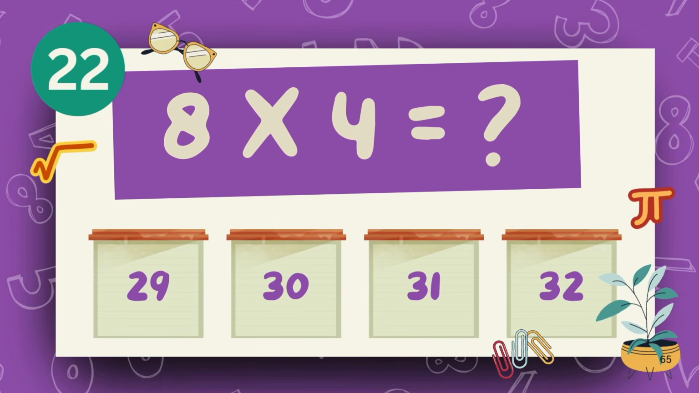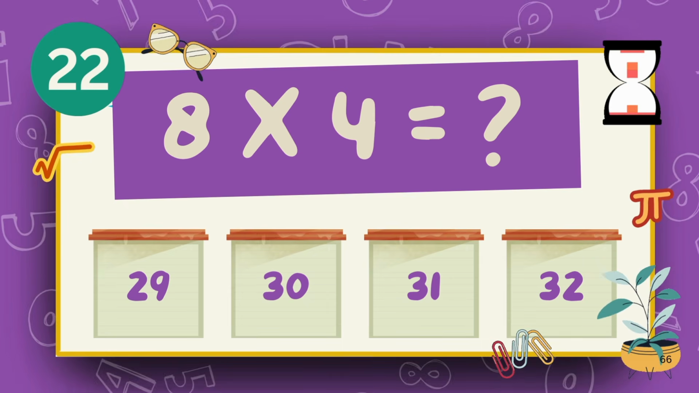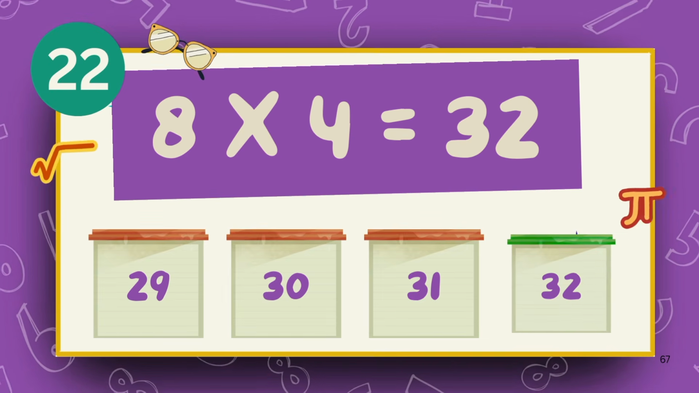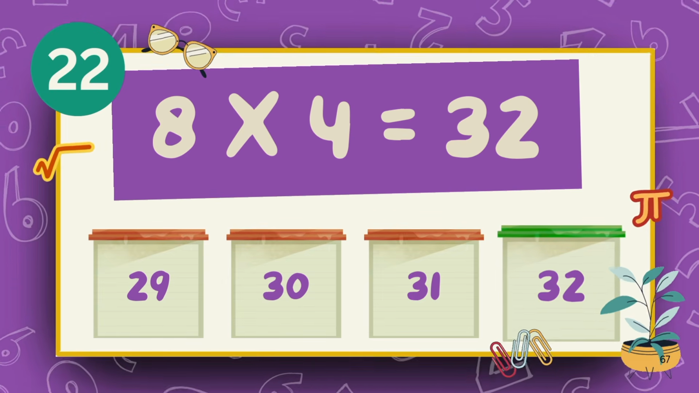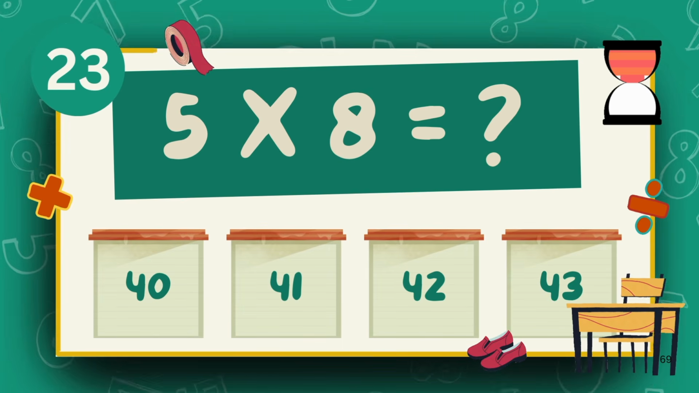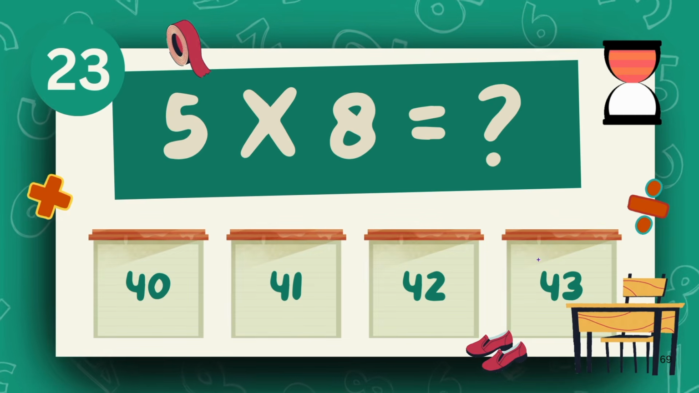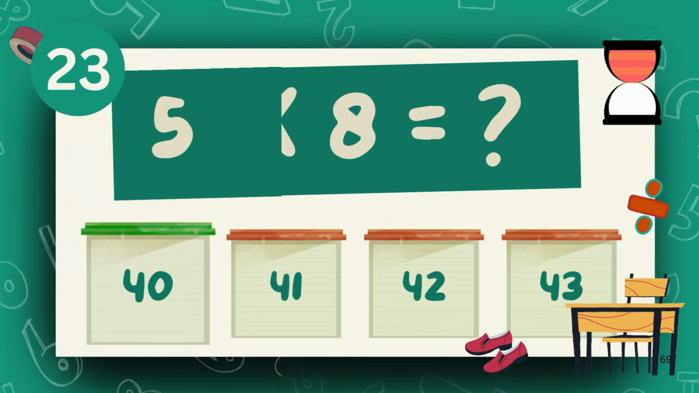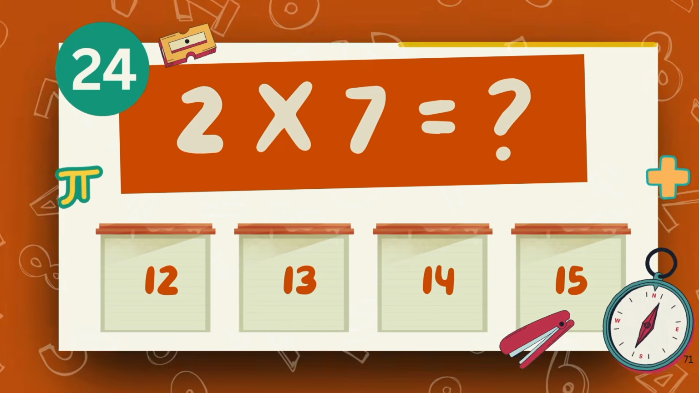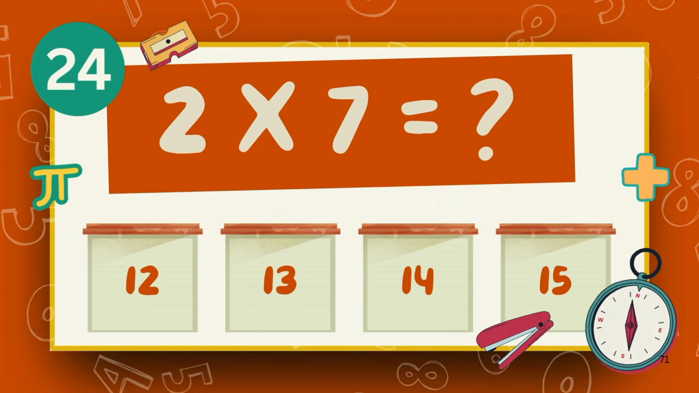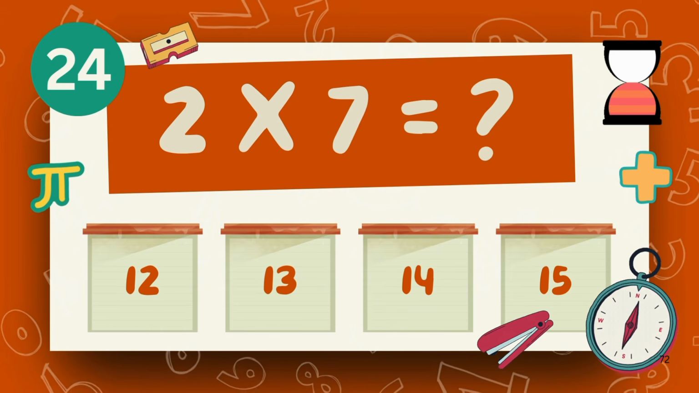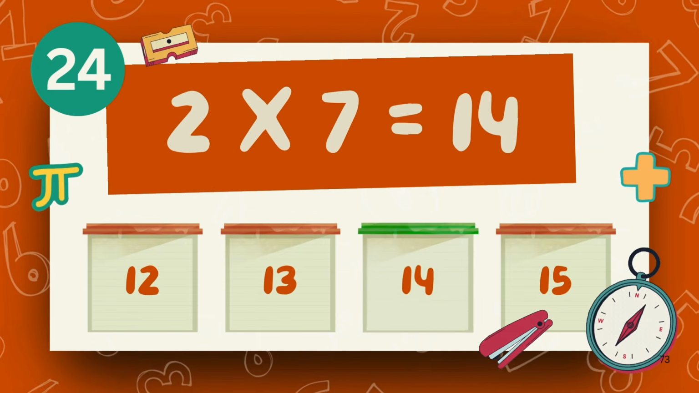What is 8 multiply 4? The answer is 32. What is 5 multiply 8? The answer is 40. What is 2 multiply 7? The answer is 14.